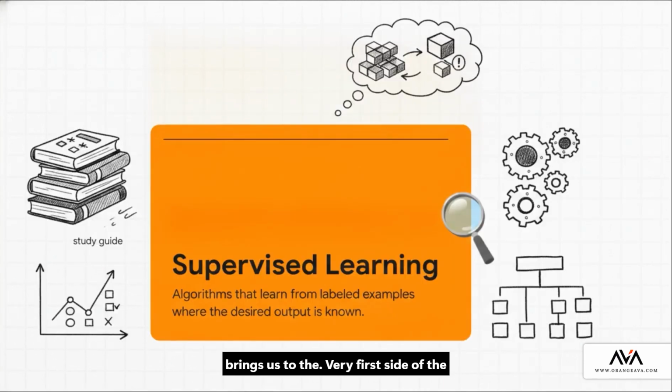And that brings us to the very first side of the machine learning coin, supervised learning. The best way to think about this is like a student studying for a huge test, but they already have the answer key sitting right in front of them. The algorithm is fed labeled data, so basically a ton of historical examples of exactly what normal looks like and exactly what fraud looks like. From there, it learns the mapping function from the inputs to the outputs, allowing it to predict future anomalies with just crazy accuracy.